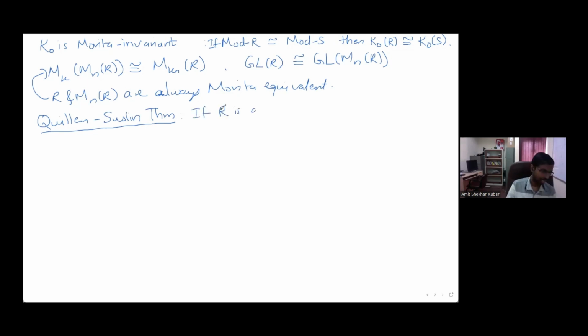PID, yeah, then all finitely generated projective modules over R[x] are free.